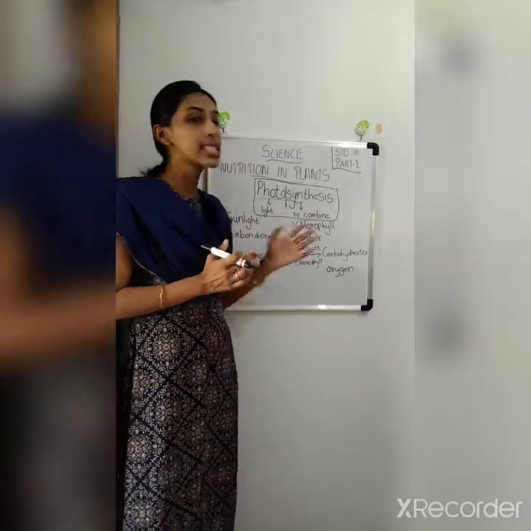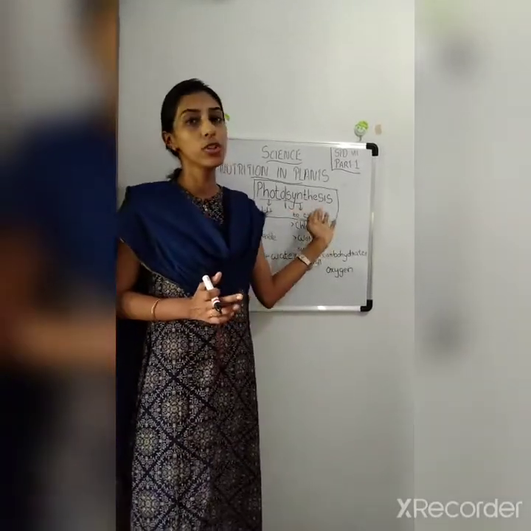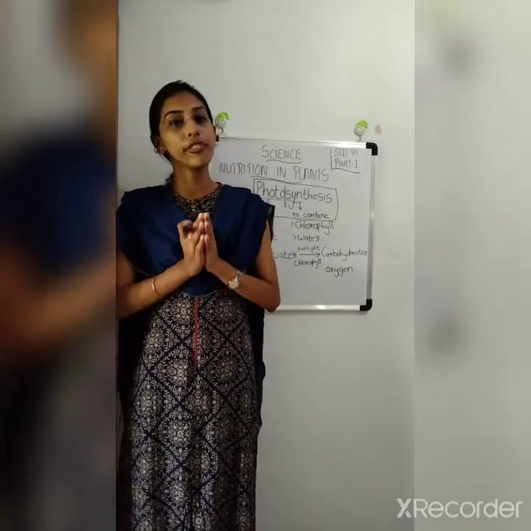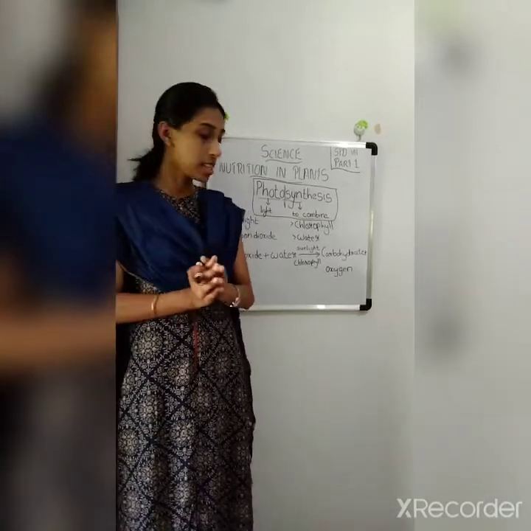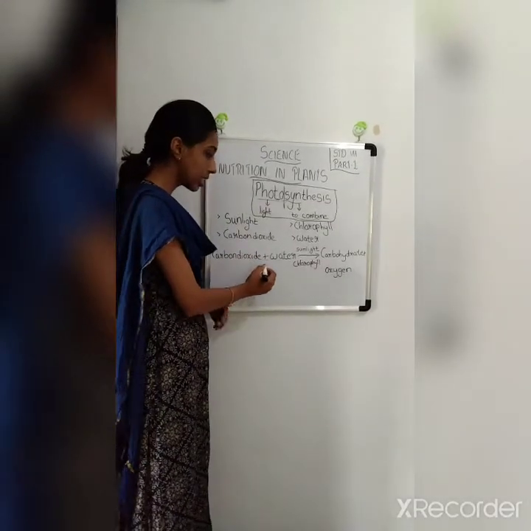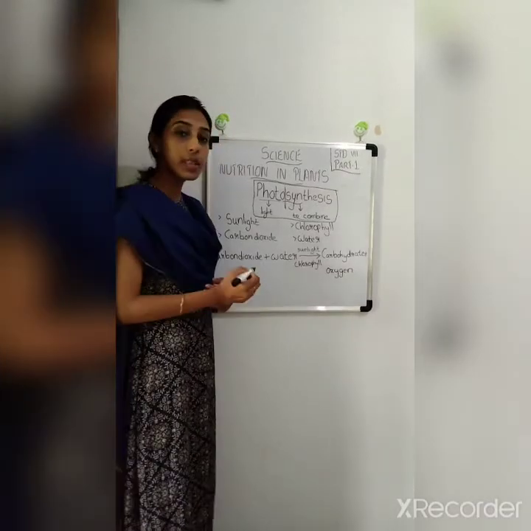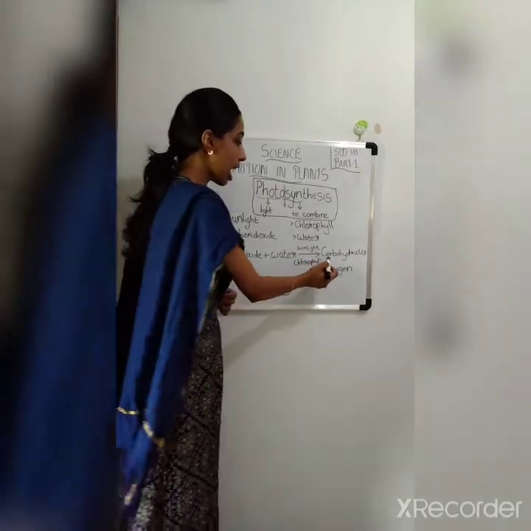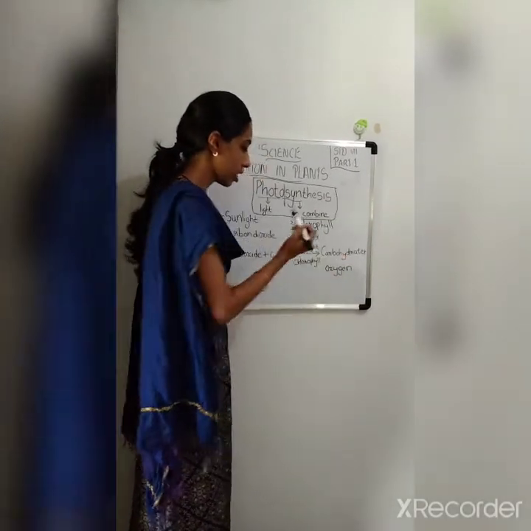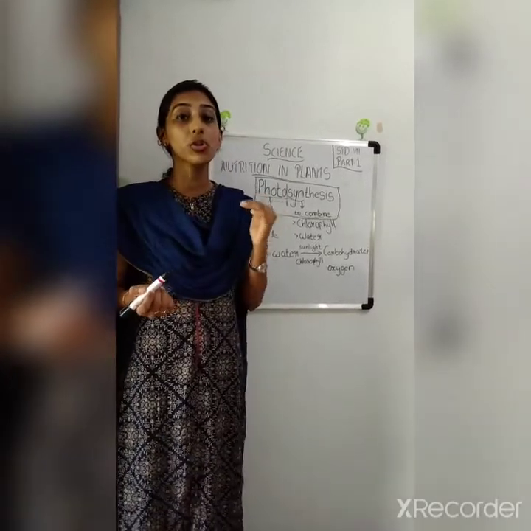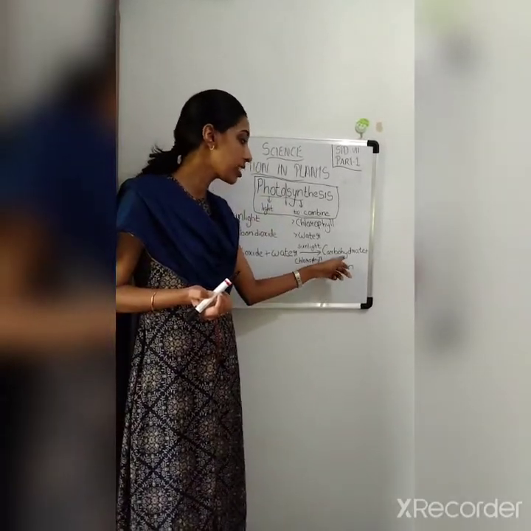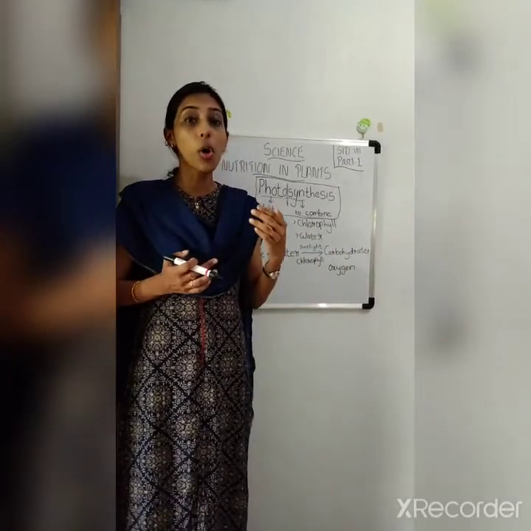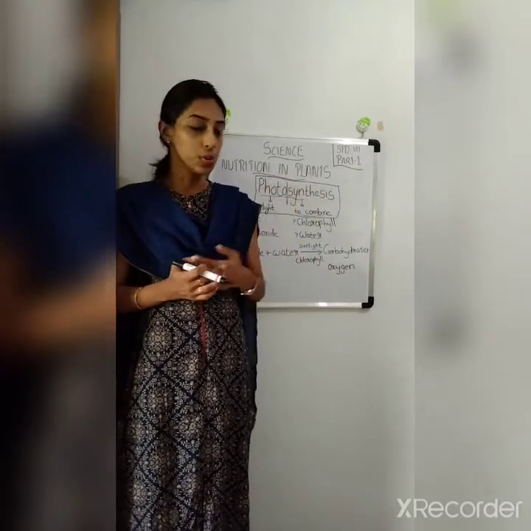So all these things make up the process of photosynthesis. Now let's see the equation for photosynthesis. And the equation is carbon dioxide plus water, in the presence of sunlight and chlorophyll, we get carbohydrate and oxygen. So the products after photosynthesis are oxygen and carbohydrate. This carbohydrate is later on stored as starch for later use.